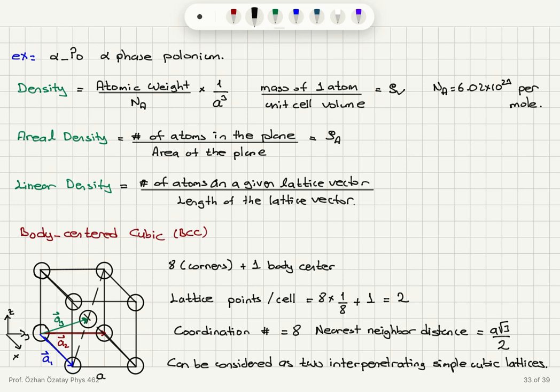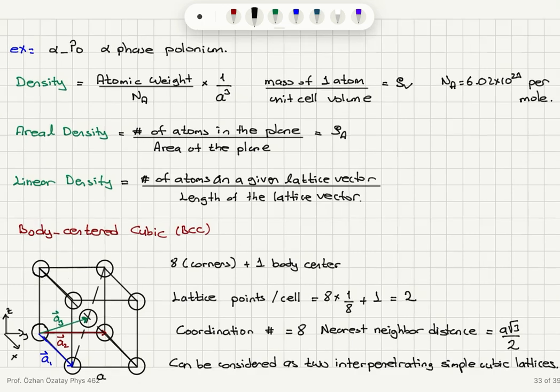For areal density, I would look at the number of atoms in the plane and divide it by the area of the plane. And for linear density, I would look at the number of atoms on a given lattice vector and divide it by the length of the lattice vector to get the linear density.